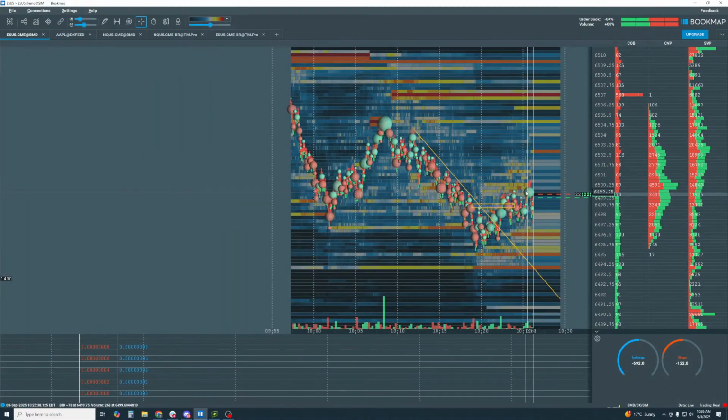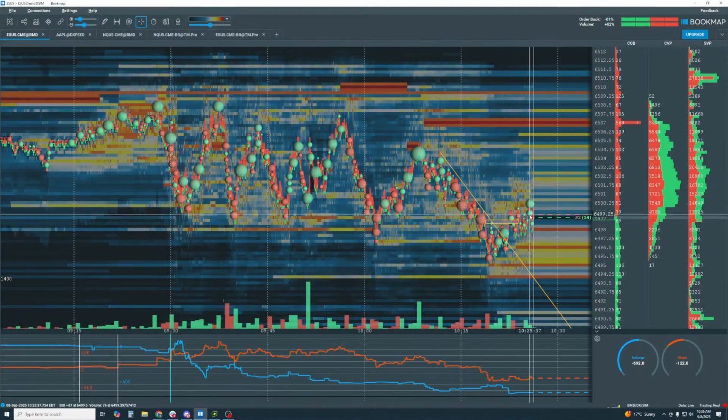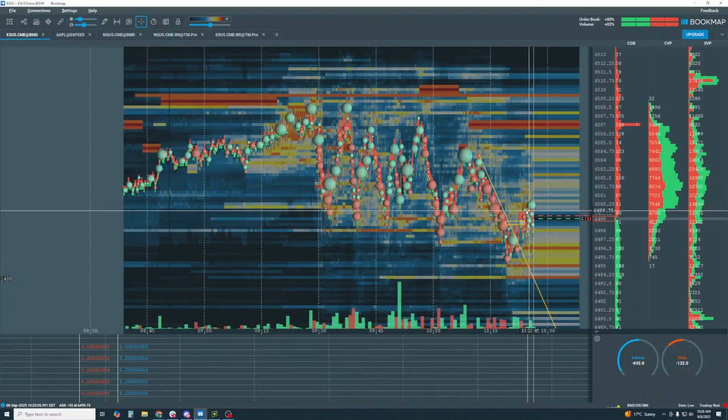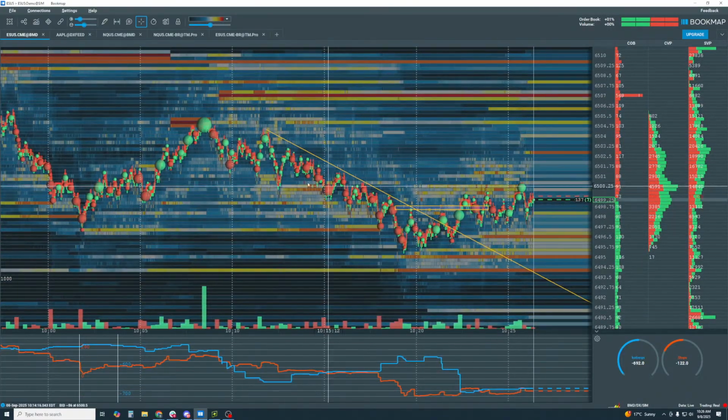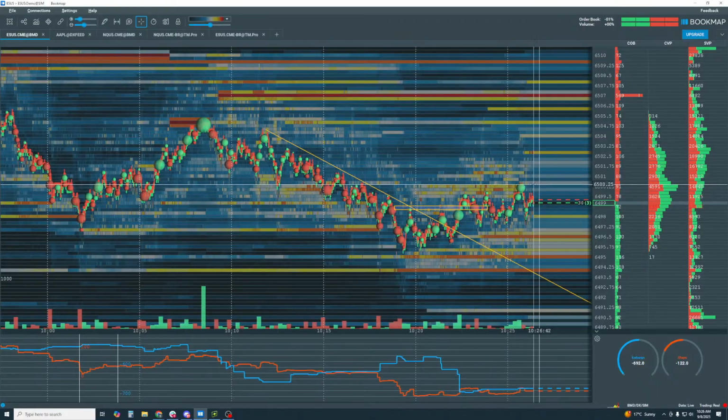Okay, so what have we done so far? Well, we traded back up into this kind of a high volume node in there. Okay, now we need to trade through that.